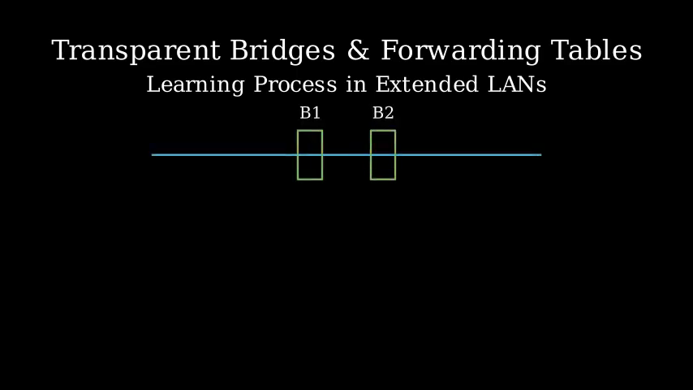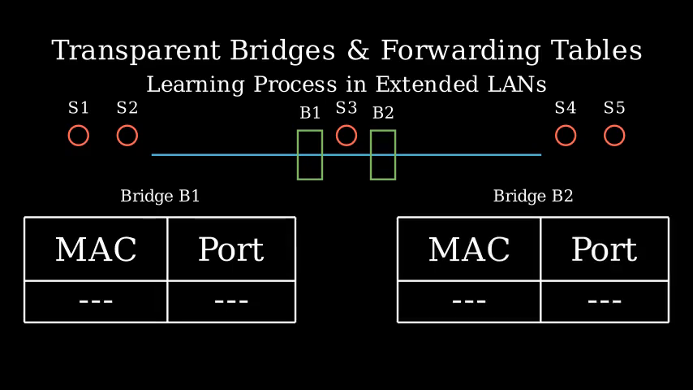We have 3 LANs connected by 2 bridges B1 and B2. There are 5 stations: S1 and S2 connected to LAN 1, S3 connected to LAN 2, and S4 and S5 connected to LAN 3. Initially, the forwarding tables in both bridges are empty. Let's see how bridges learn through frame transmissions.